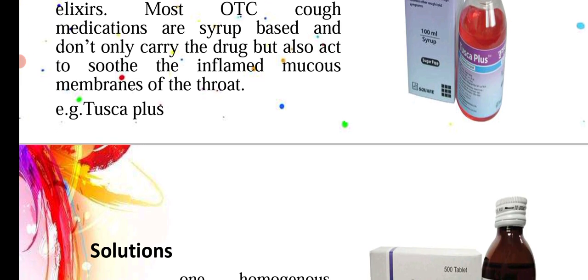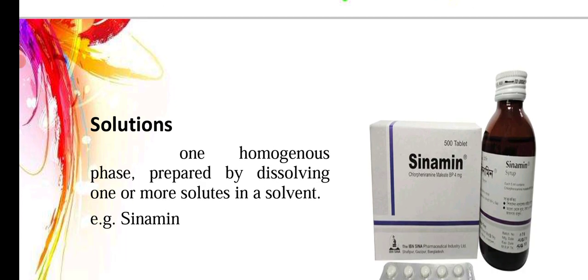For example, Tusca Plus. And another example of monophasic liquid dosage form is solutions. A solution is one homogeneous phase prepared by dissolving one or more solutes in a solvent.